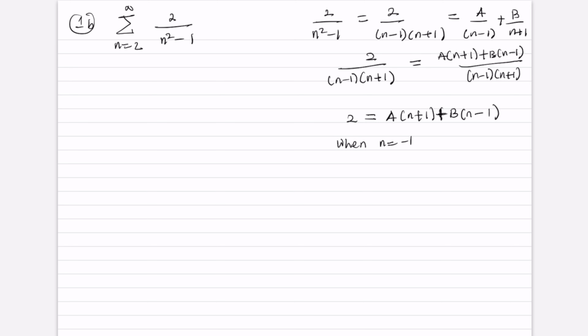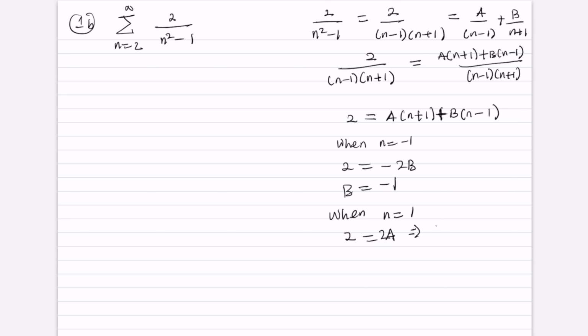So when n is -1, that means I'm going to have 2 equals... If n is -1, then n plus 1 is -1 plus 1, which is just 0. That means I'm going to have this to be -2b. So if you substitute n to be -1, you have -1 minus 1, which is -2. Do you see that? Okay, so that means b is -1. Then again, when n is 1, I'm going to have 2 equals 2a.